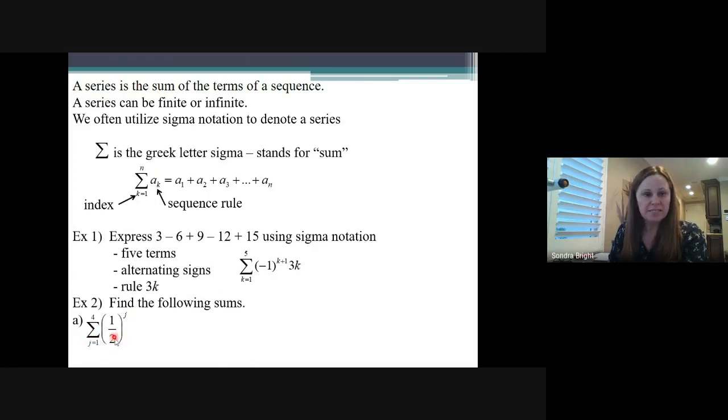So all this means is start by plugging in a 1 into j, and you would get a 1/2. The sigma says now put a plus sign. Plug a 2 into j. 1/2 quantity squared is a 1/4, so plus 1/4. Plug a 3 into j. 1/2 to the power of 3 would be 1/8. Plug a 4 into j. 1/2 to the 4th power is 1/16.